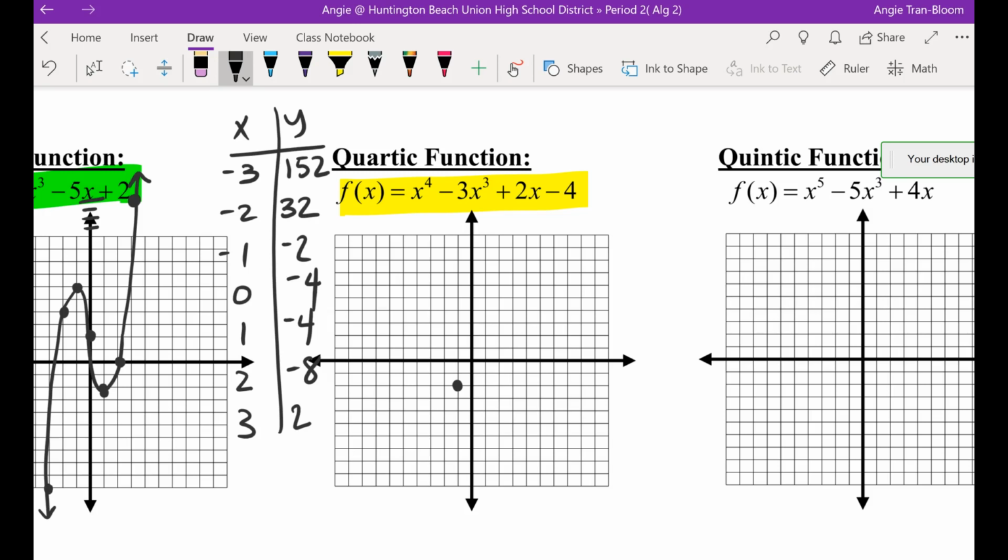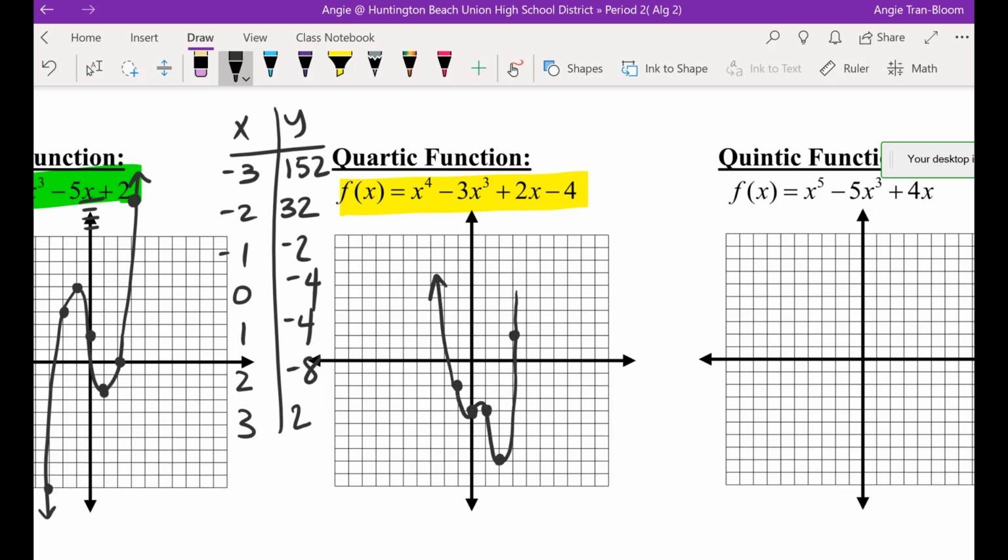Is that right? So far, so good? 0 is -4. 1 is -4. 2 is -8. 3 is +2. Okay, so on the right side, it looks like I have enough to give me my first graph. Does it look something like this? Someone confirm that for me?